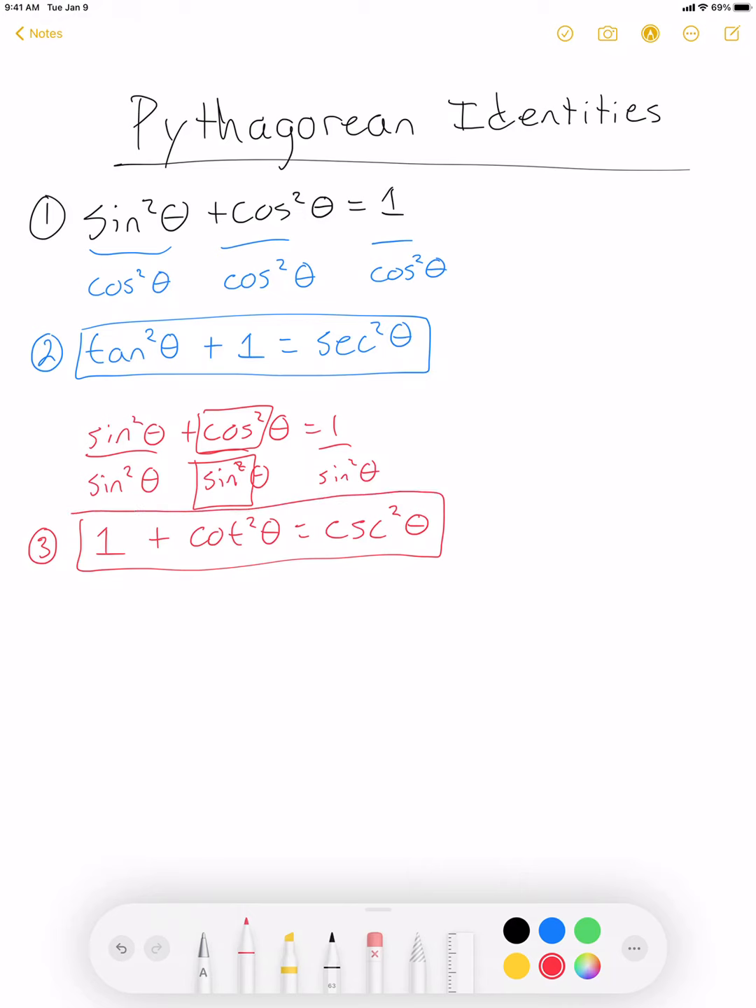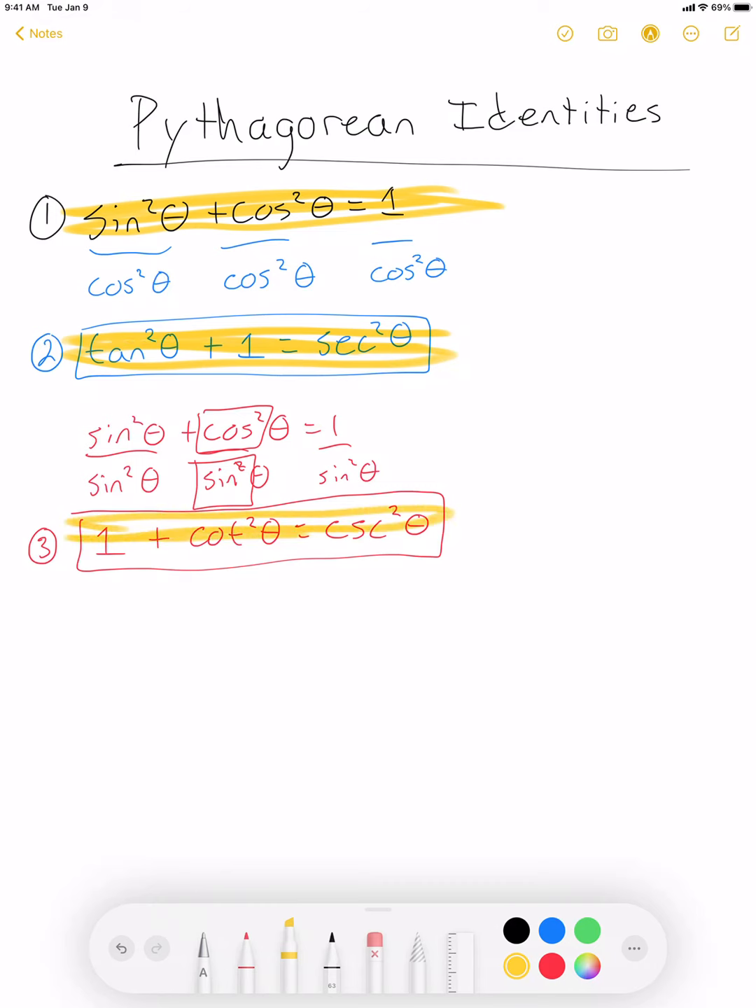Now, you do not have to have these memorized, but we do need to know how to use them. So I want you guys to know this first one, this second one, and third one. In your notes where you had your reciprocal identities, I also want you to be able to refer to these three Pythagorean identities. And we're going to see how we use these to simplify and reduce and solve trig expressions and equations.